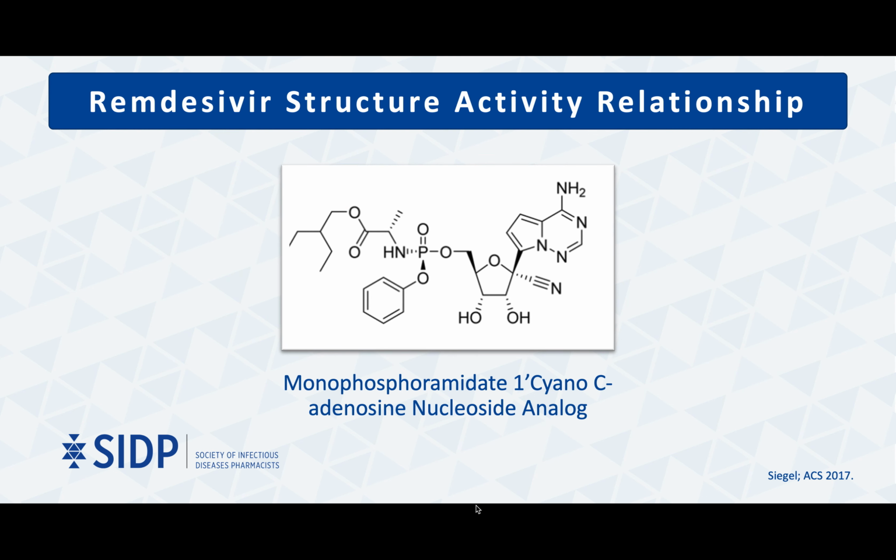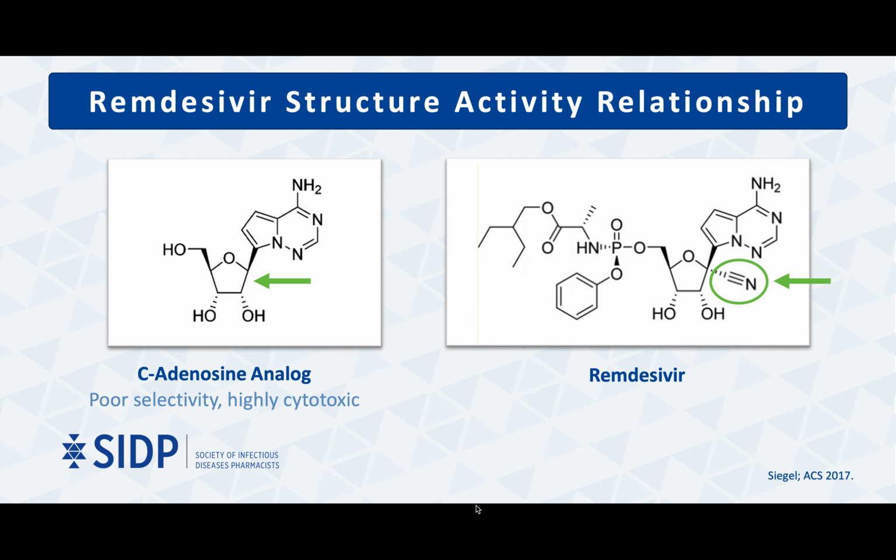Next, I'd like to focus on the 1' cyano group. So when the parent C-adenosine molecule was tested in vitro without any modifications, it demonstrated very poor selectivity and was highly cytotoxic for the cell lines tested. But when the 1' position was modified to incorporate a cyano group, it conferred high selectivity for viral RNA polymerase's active site, and this led to significant improvements in the selectivity index values.